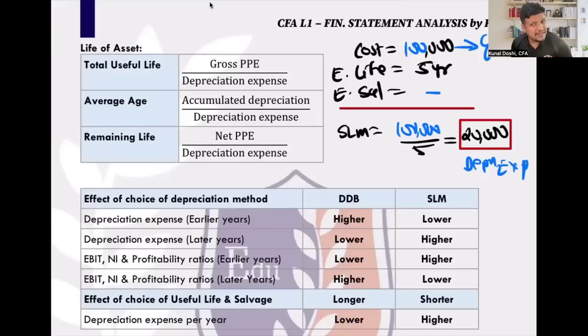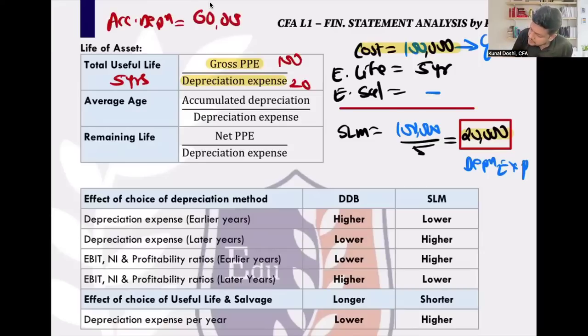The total useful life I've given is 5 years, right? Now, the alternate way to derive the total useful life is to take the gross PPE, meaning the cost, and divide it by the depreciation expense, that is 20,000. So if the gross PPE is 100,000 and the depreciation expense per year is 20,000, that will give me the total useful life. Understood, everyone?